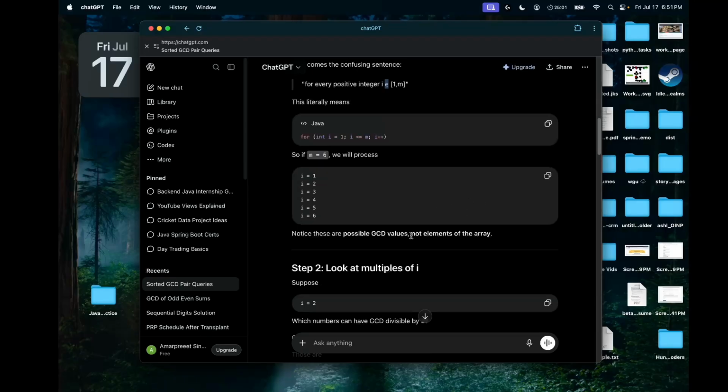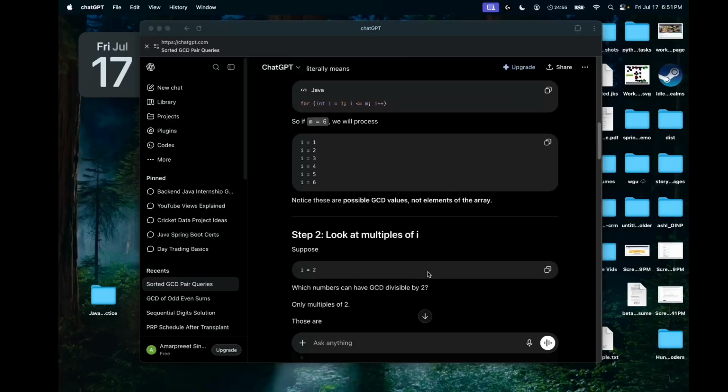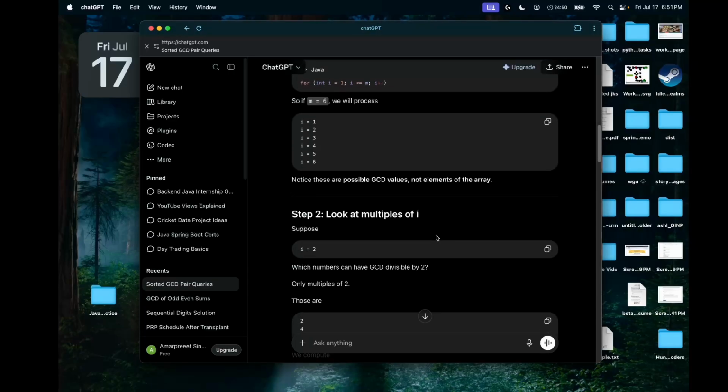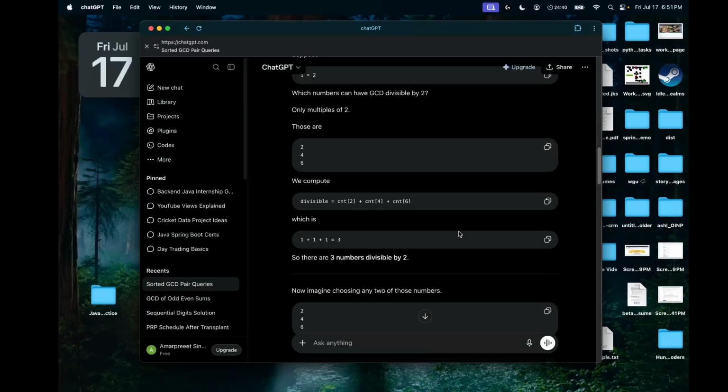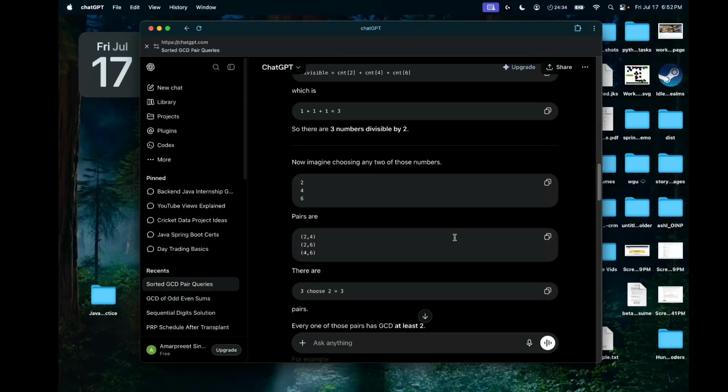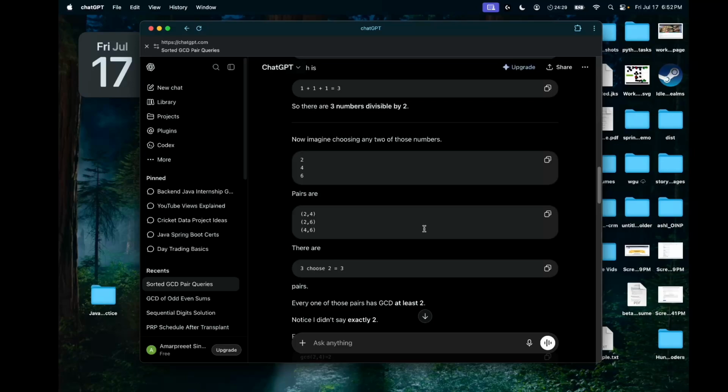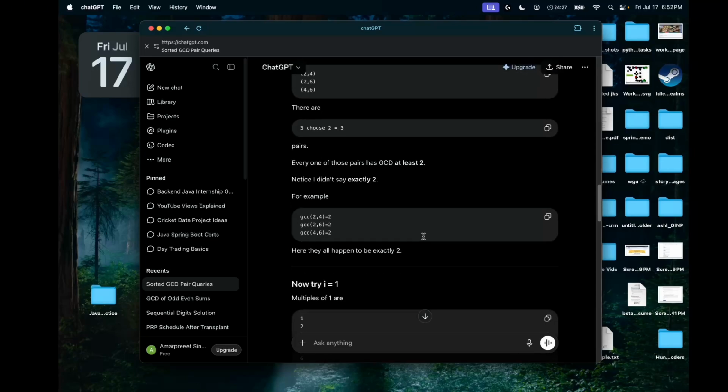Look at the multiples of i, suppose i equals 2. Which numbers can have a GCD divisible by 2? Only multiples of 2, those are 2, 4, 6. So we compute divisible count equals 3, so there are 3 numbers. Now imagine choosing any 2 of them. Pairs are 2 and 4, 2 and 6, and those pairs have a greatest common divisor divisible by 2. Notice the GCD doesn't have to be exactly 2.